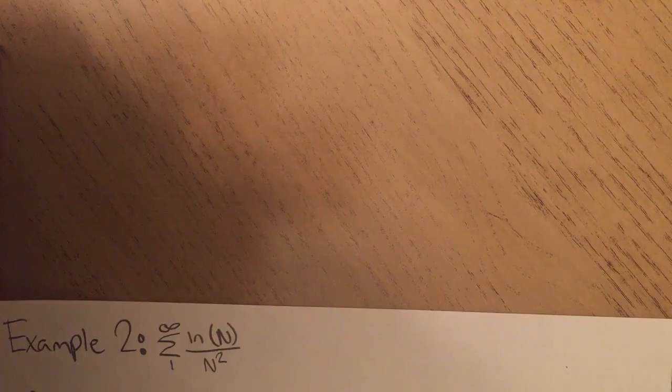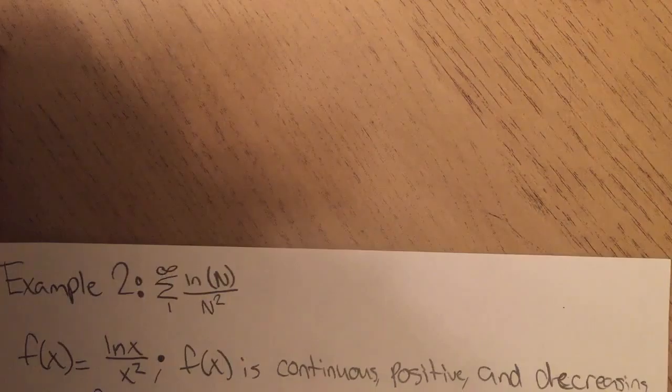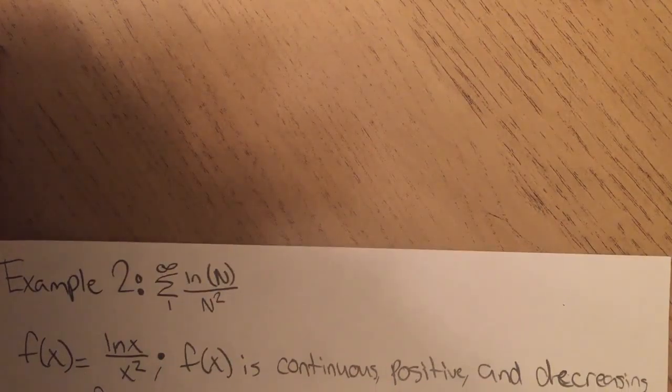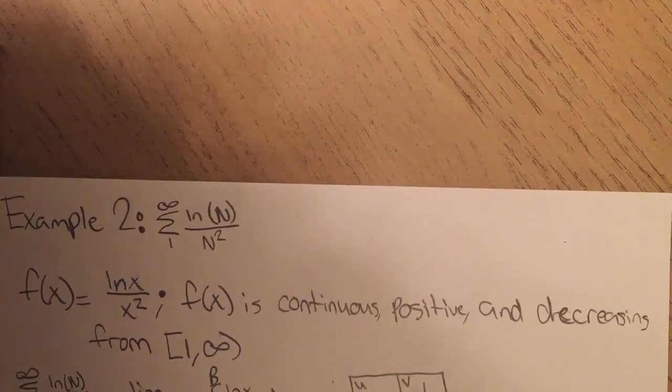Here we have the series from 1 to infinity of ln n over n squared. First thing we want to do, like every time, is convert the original series to a function, so that we get that f of x is equal to ln x over x squared. f of x is continuous, positive, and decreasing from 1 to infinity, which means that we are allowed to use the integral test for this problem.